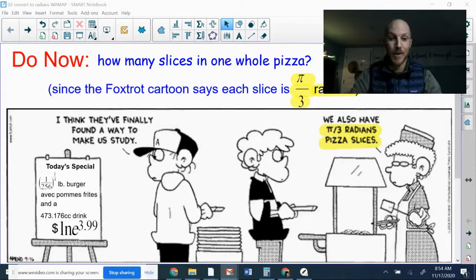Hey, a Foxtrot comic. I love these, especially when they have math. How many slices in one whole pizza? If it's pi thirds radians per pizza slice. Well, you hit pause and you can see if you can read today's specials and figure out how many slices in one whole pizza. Hit play when you're ready.